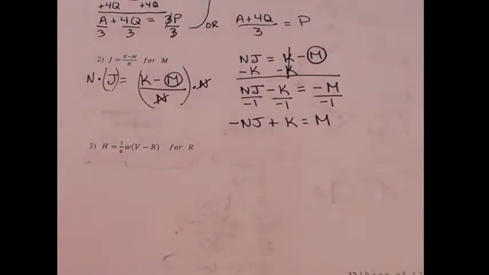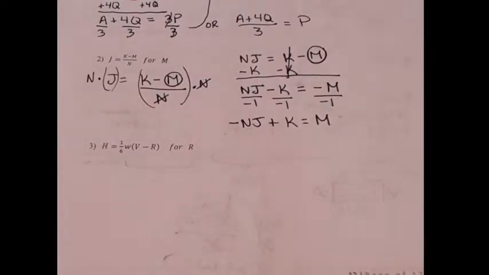So pay attention to how I'm reading this out loud, and then I want you to think about the steps I'm going to take. Okay. H is equal to 1/6 times W times V minus R. All right, there's a lot going on here. I'm going to read it slightly differently. H is equal to 1 divided by 6 times W times V minus R. That's kind of interesting, isn't it?